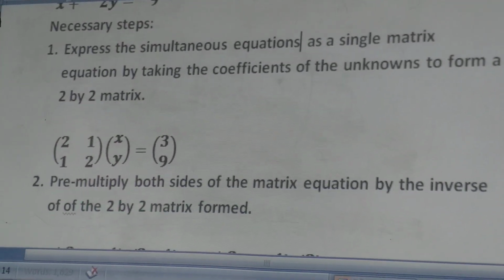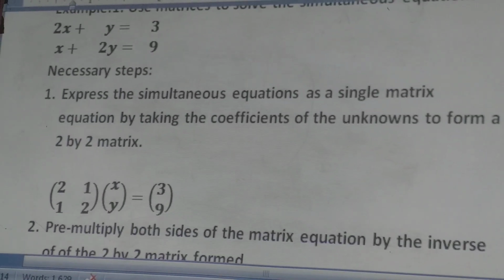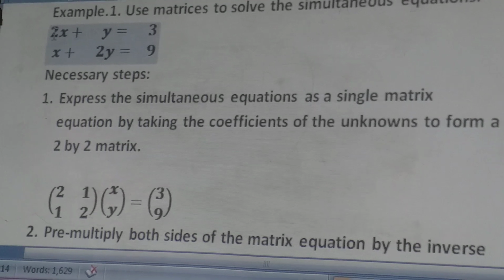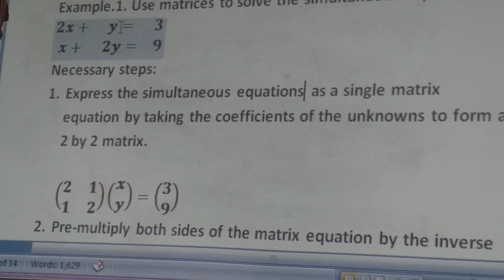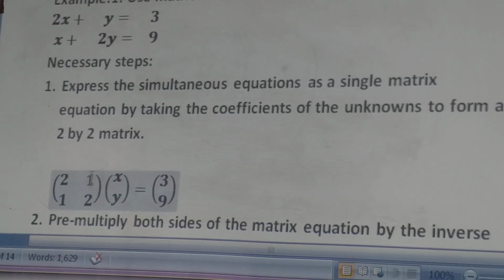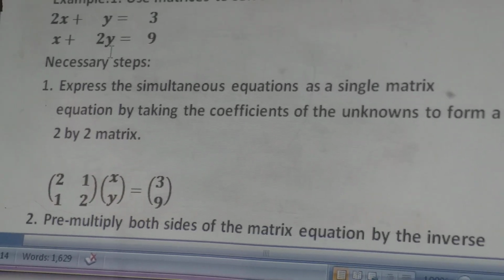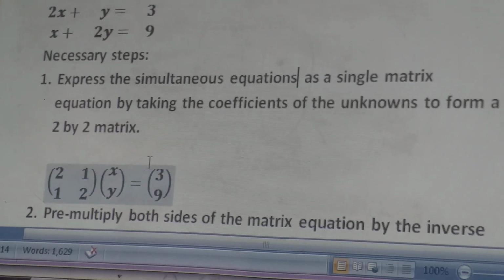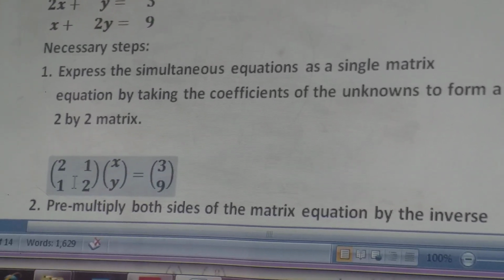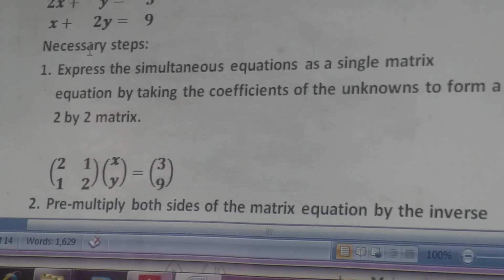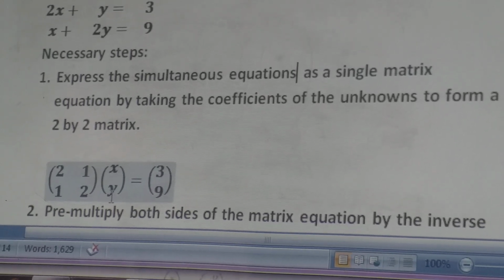We are saying we have taken the coefficients of x and y. The coefficient of x here is 2, so we have 2 here. The coefficient of y here, when we say plus y, is the same as 1y, so it's 1. The coefficient of x here is 1, so we have 1. The coefficient of y here is 2, so we have 2. So if we take the coefficients of the unknowns here, we come up with a 2 by 2 matrix like this. And we write x, y as a column matrix.